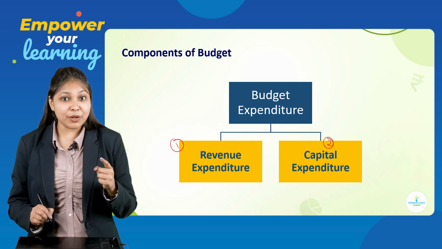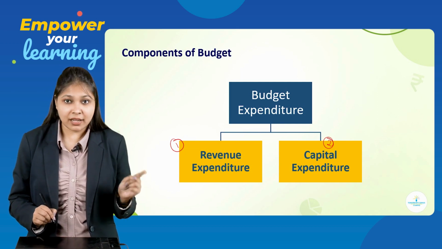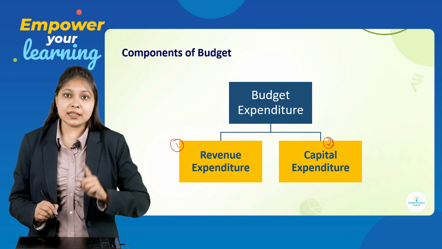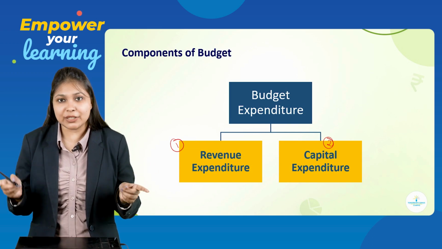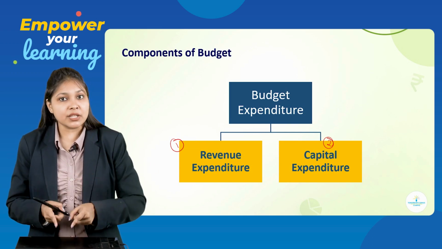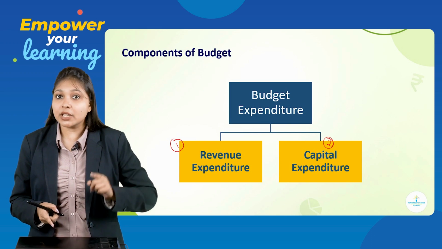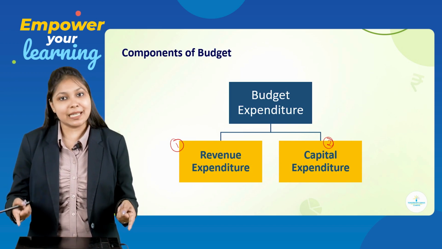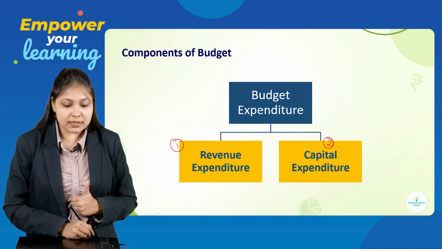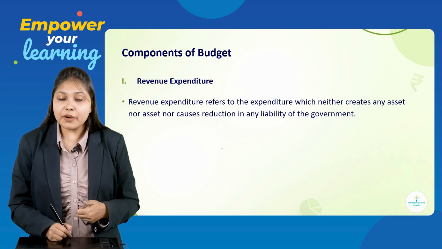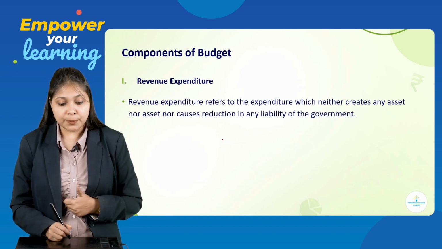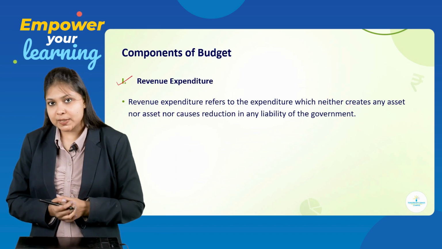If you remember, we have studied budget receipt. Under budget receipt, we studied capital receipt and revenue receipt. In the same way, under budget expenditure, we are going to study revenue expenditure and capital expenditure. So let us start looking at it. First is revenue expenditure. What do we mean by revenue expenditure?